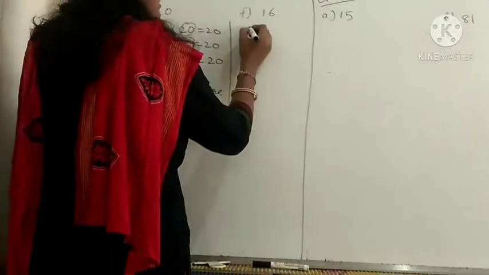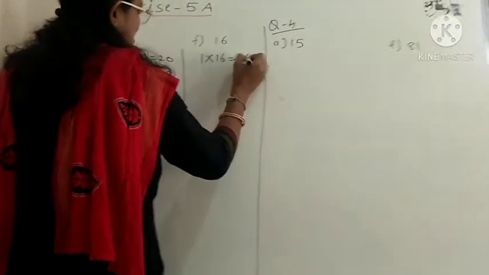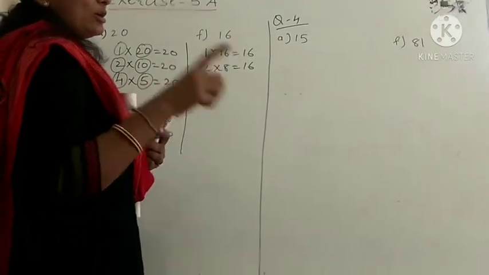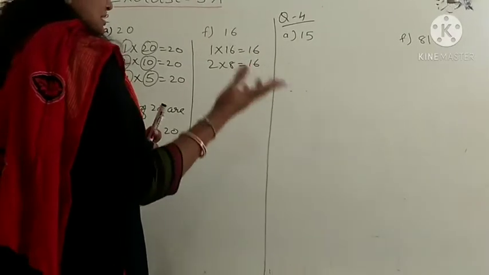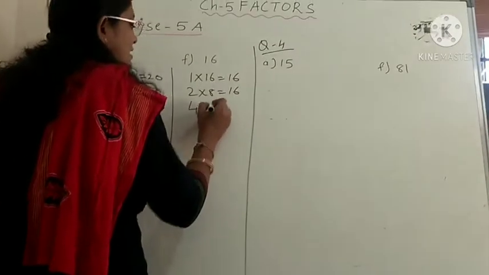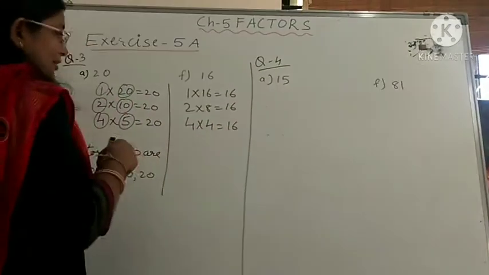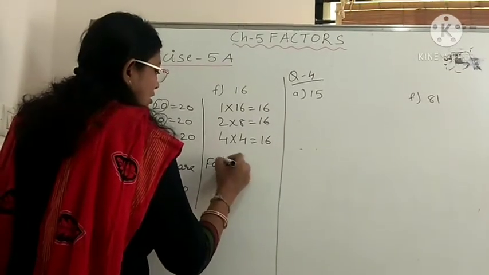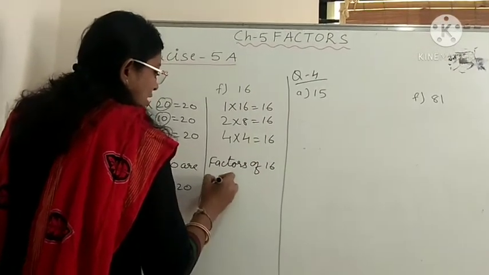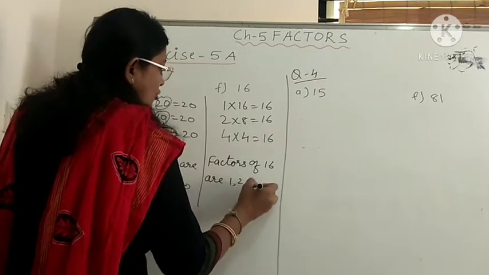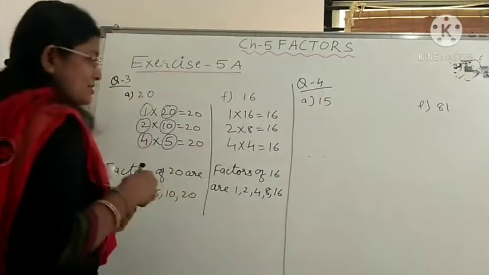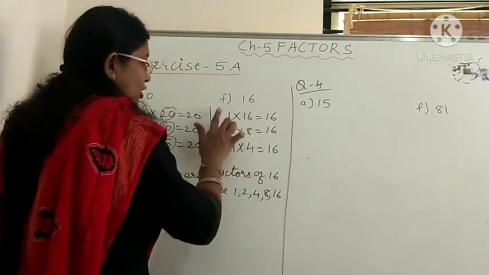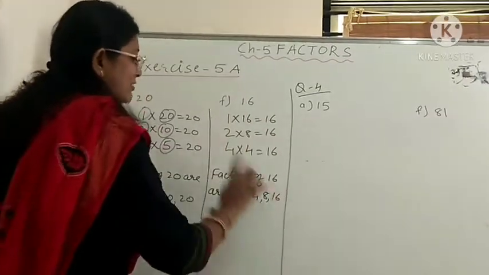Okay. Now it is 16. 1 16s are 16. Fine. 2 8s are 16. In 3's table 16 is not coming because 3 5s are 15. So 16 will not come in 3's table. 4 4s are 16. Right. So here 4 already came. So we have to stop here and then you will write here factors of 16 are 1, 2, 4, 8 and 16. See children, I have not written 4 two times. In the answer you will write 4 only one time. 1, 2, 4, 8 and 16. These are the factors of 16.